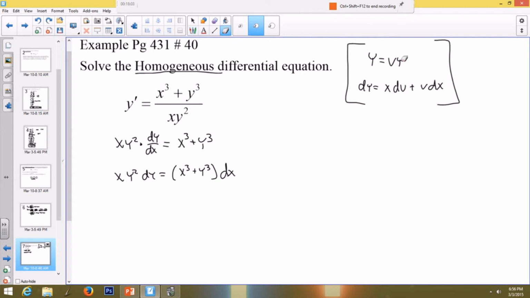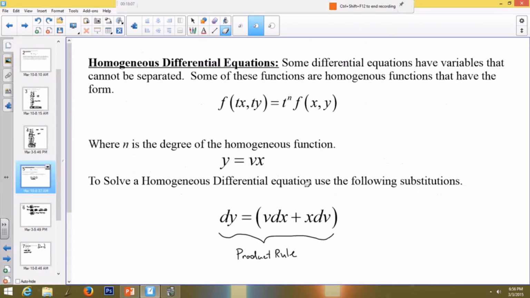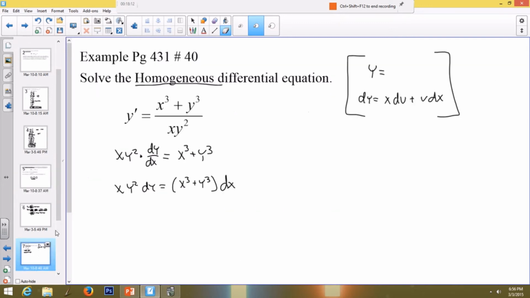v, and I already screwed up from the other page. Remember, where did that go? I should have said y equals vx. I don't know why I said it. Y equals vy. So vx. There we go. And so I've got x, and then I've got vx squared, and then dy is going to be replaced with this thing, x dv plus v dx.